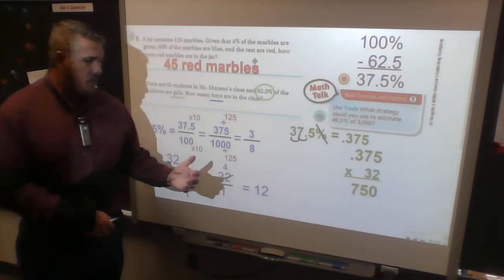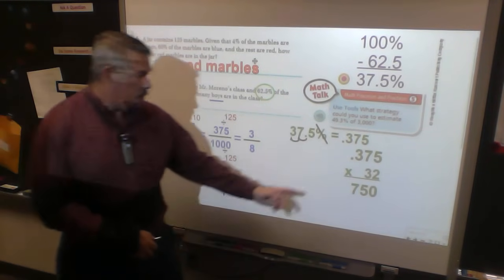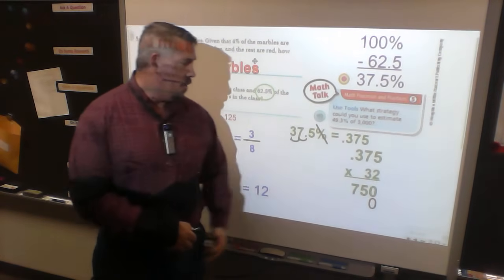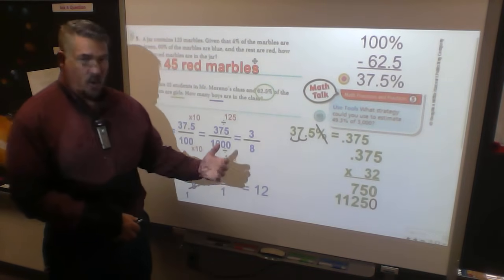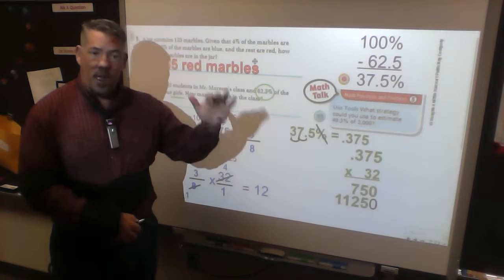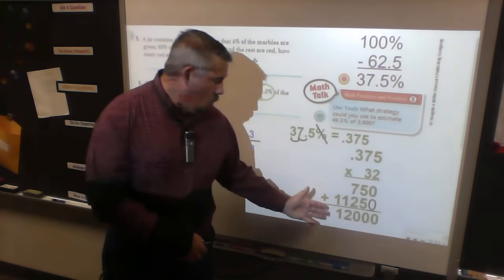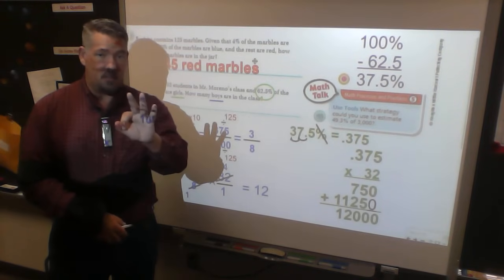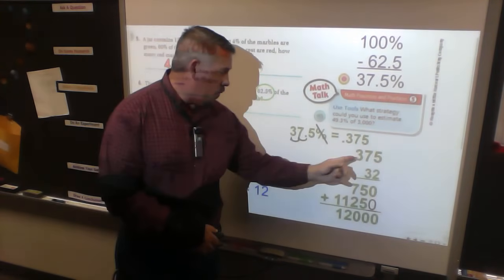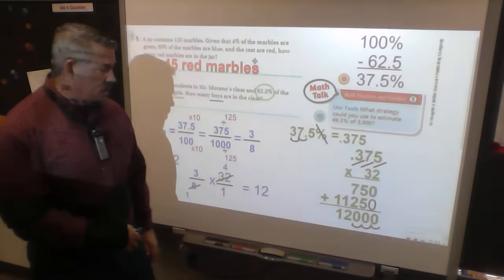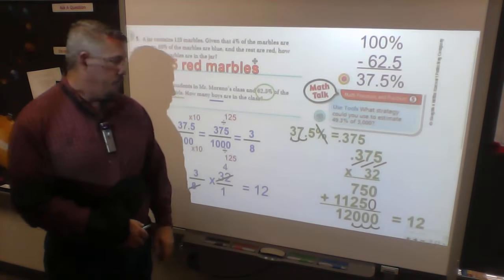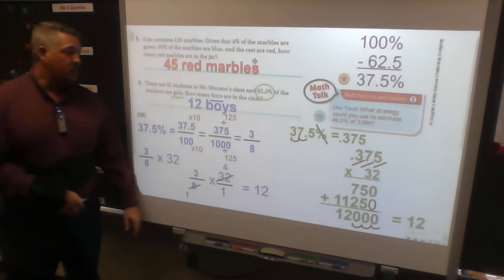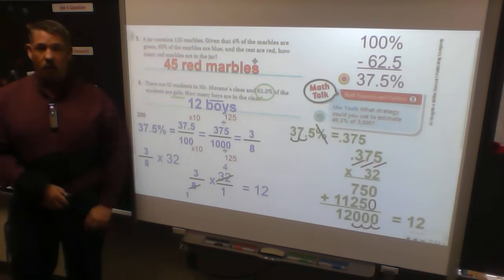2 times 375 is 750. My second number tells me to bring down a 0. 3 times 375 gives me 1,125. When I add those all together, I get 12,000, excuse me. But 3 decimal spaces tell me to move my decimal point those 3 times from right to left to still give me 12. But 12 what? Should be 12 boys. That's what we're looking for.